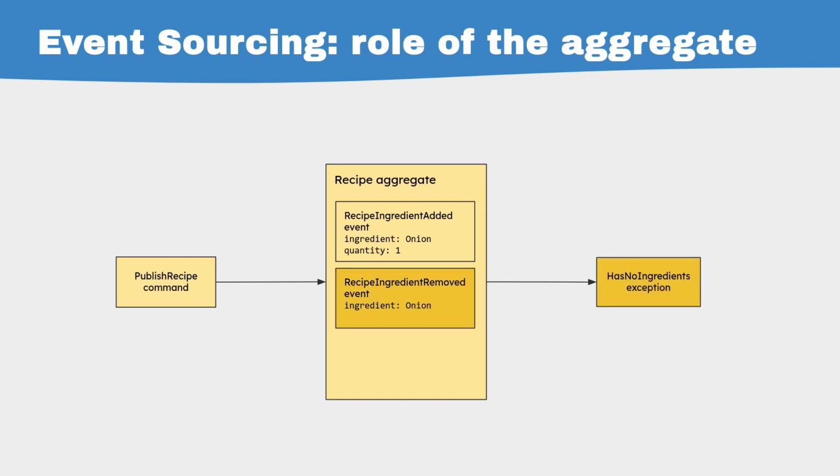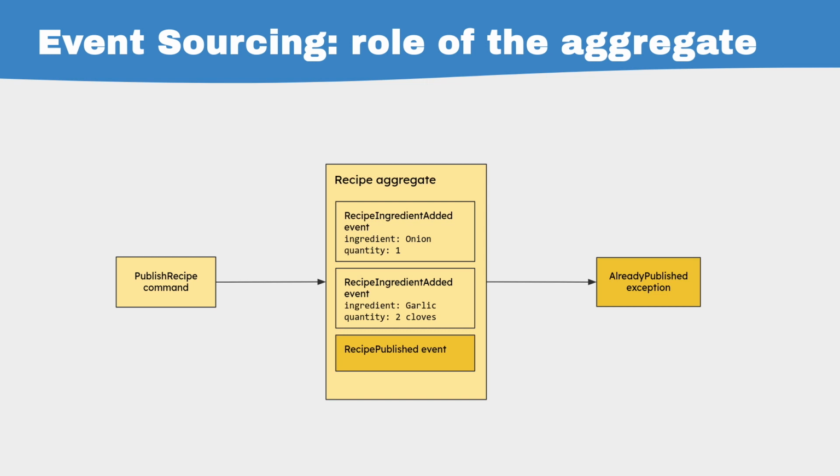Suppose our second event is now not the addition of 2 cloves of garlic, but the removal of the onion from the recipe. So first we have one ingredient added, one onion, and then we have that same ingredient removed. If we were now to try to execute a publish recipe command, that recipe aggregate would see, hey, okay, so one of my ingredients was added and then removed again, so now I have 0 ingredients. I cannot be published with 0 ingredients, so it will throw some has no ingredients exception, for example.